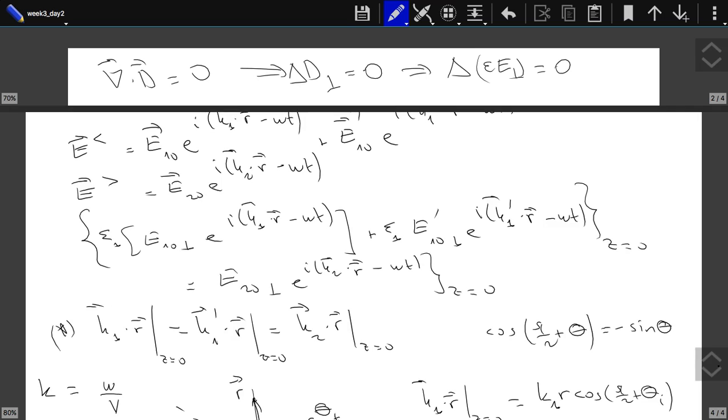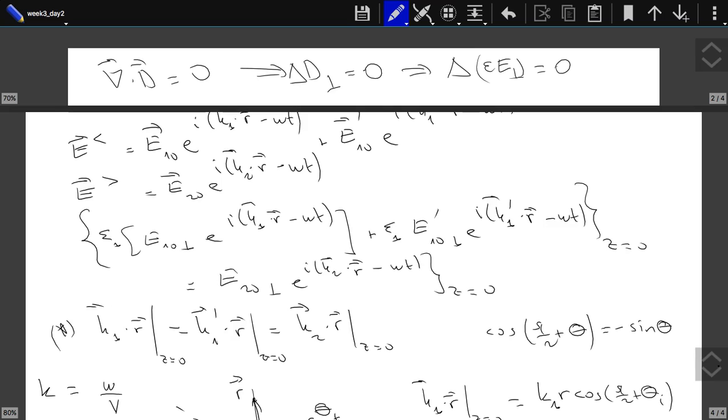That condition I already used, by the way, when I was studying the normal incidence, by assuming that all the omegas are the same, so that I could cancel all the exponentials. Now there's also position dependence in the exponential.